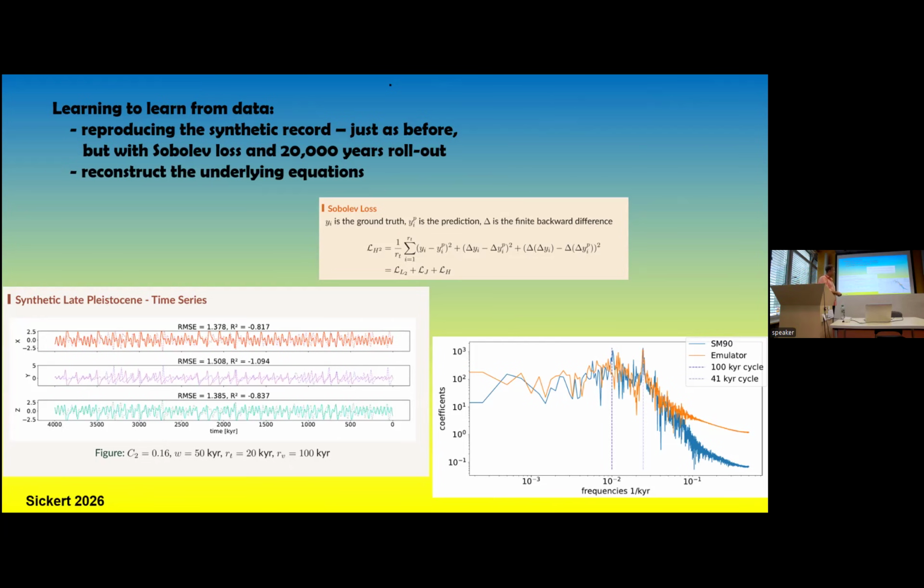Maybe it's easier to see here in the spectrum, where Salzmann and Marsh is the blue spectrum. We have here the 100,000-year and the 40,000-year peaks. And our emulator now has similar peaks and similar levels of noise. So this is exciting.